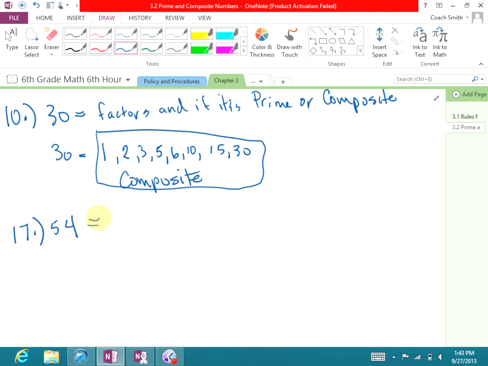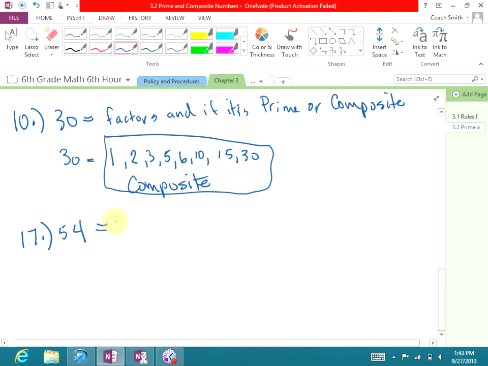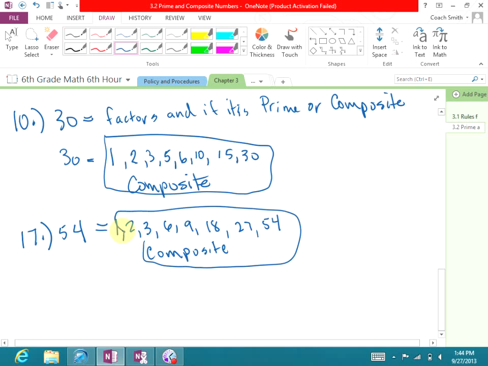All right, let's see here. Nikki. Yep, list them out. Hang on. 1, 2, 3. Keep going. 6, 9, 18, 27, 54. That is correct. Now, that is composite. All right? So that's how we do it.